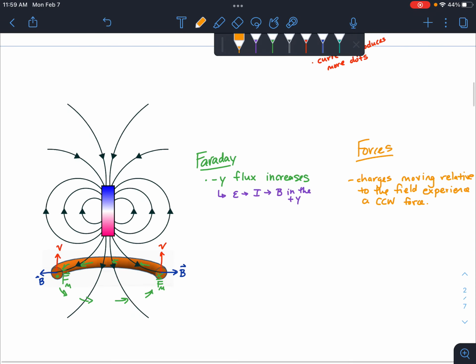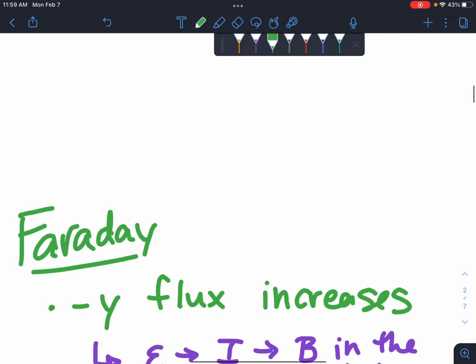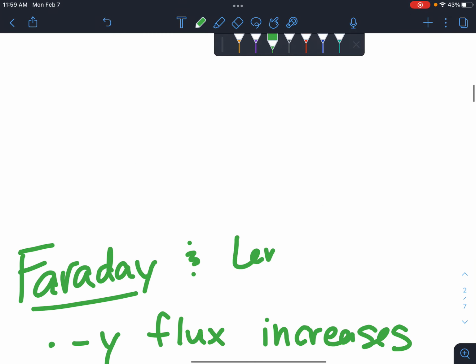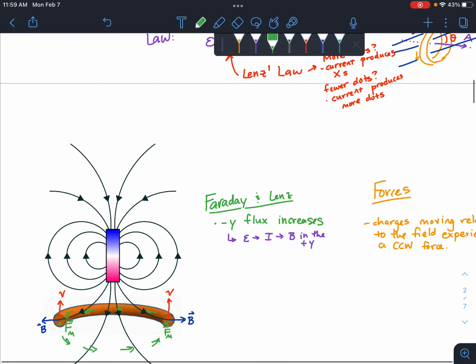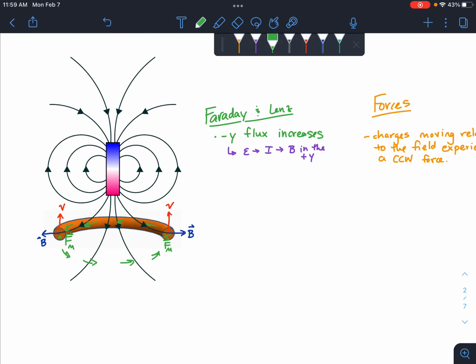Okay, so Faraday's law tells us that as the flux in the negative direction increases, then Faraday's and Lenz's law, I should give him credit too. As the magnetic field and magnetic flux in the negative y direction increases, then we should produce a current that would have a magnetic field in the positive direction. That's a counterclockwise current. Looking at it from the magnetic forces point of view, the charges moving relative to the field are going to experience a counterclockwise force, making them move. It's exactly the same thing. The result is the same, but two different perspectives.